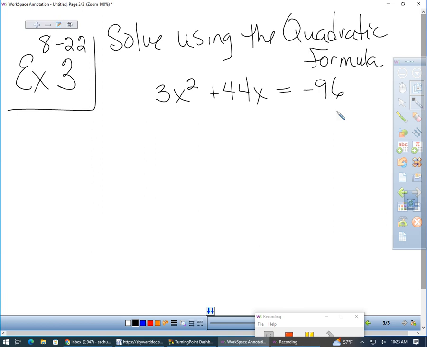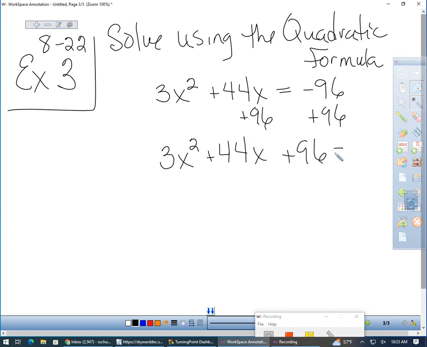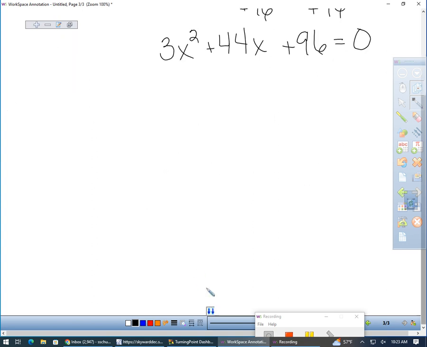All right, so in order to use the quadratic formula, the whole thing has to be equal to what? 0. Good. So what do I have to do? Evan, what do I have to do? Perfect. Add 96 over. All right, so I have 3x squared. I cannot add 96 to a 44x, so I have to write them separately. 3x squared plus 44x plus 96 equals 0. All right, now, my A value is 3. My B value is 44. And my C value is 96.